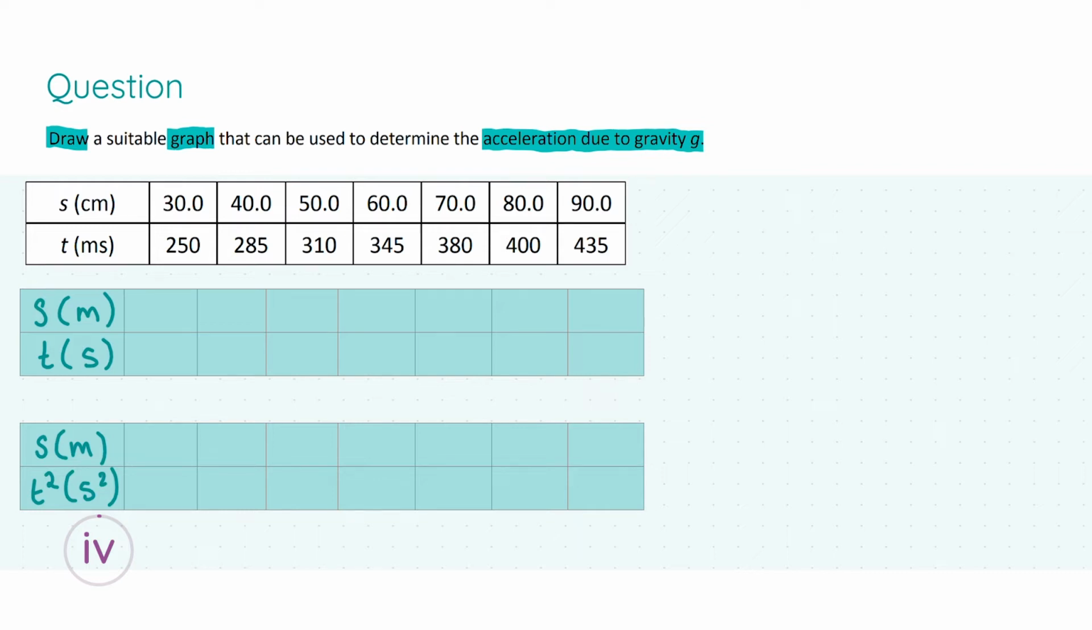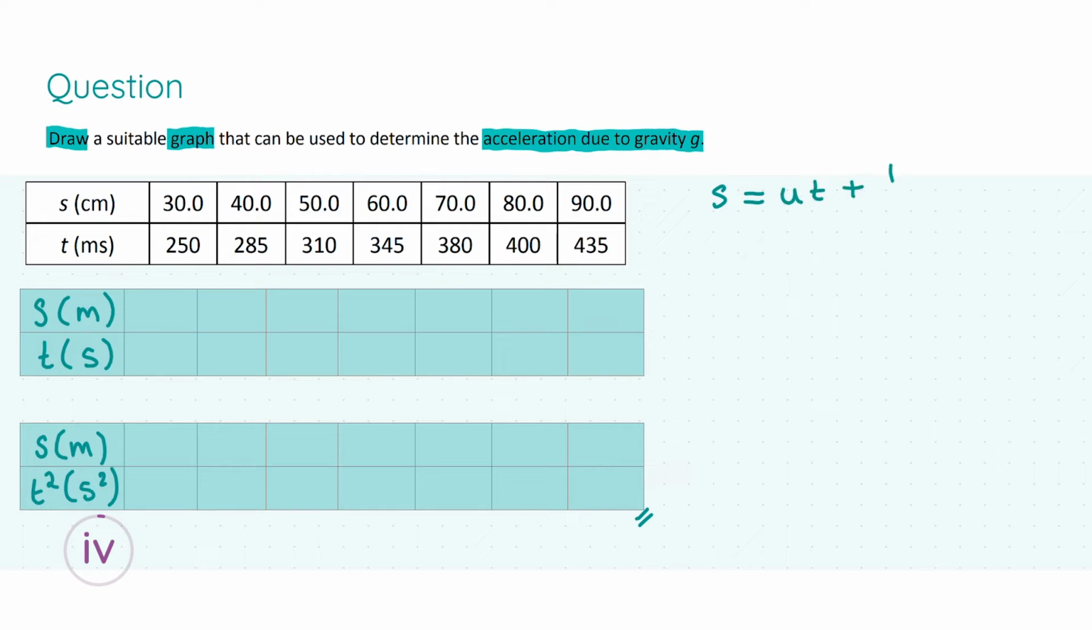What way do we need to change them, and where does this change come from? And why do we need to change them in this way? As you can see down here in the second table I've drawn, we keep s in meters, but we have to convert t into t squared in order to draw a suitable graph. Why is this? Well, this experiment calculates the acceleration due to gravity, g, from this formula.